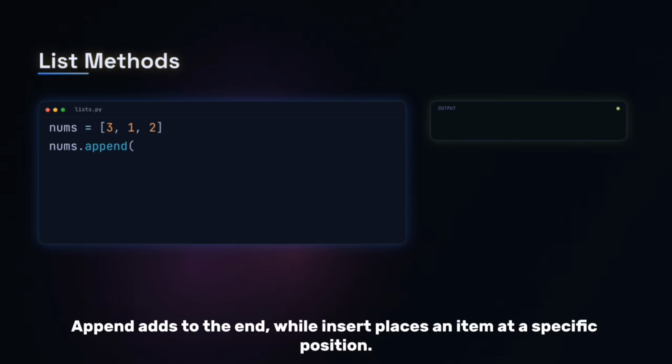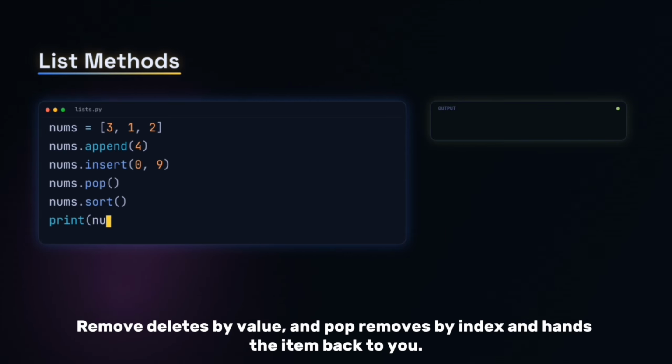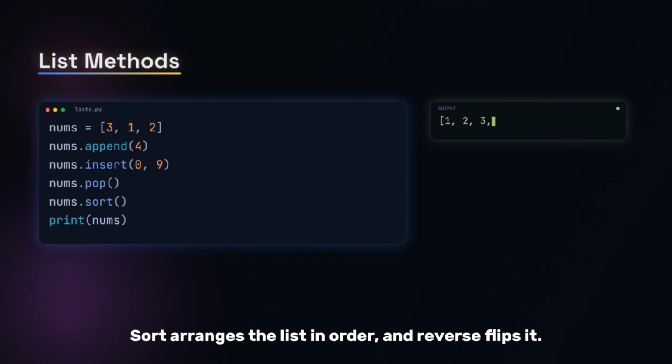Lists are flexible. Append adds to the end, while insert places an item at a specific position. Remove deletes by value, and pop removes by index and hands the item back to you. Sort arranges the list in order, and reverse flips it.